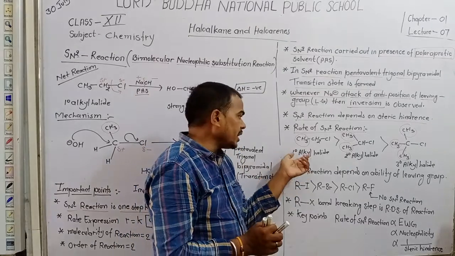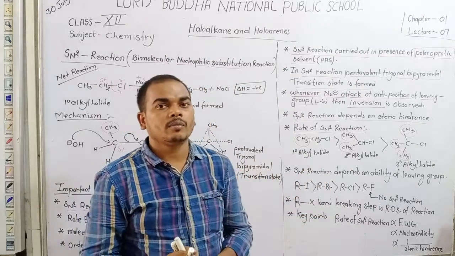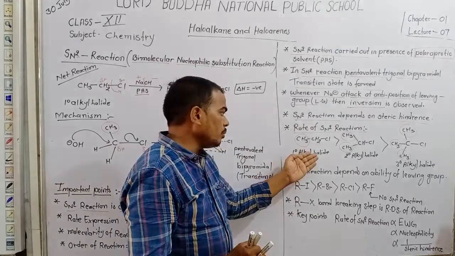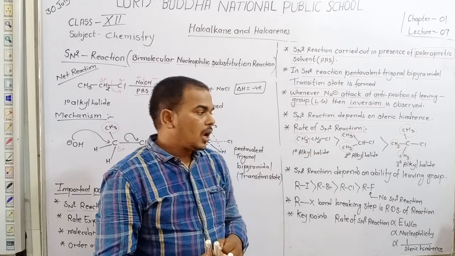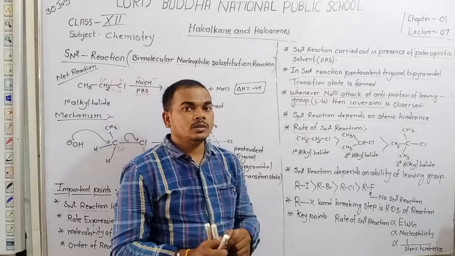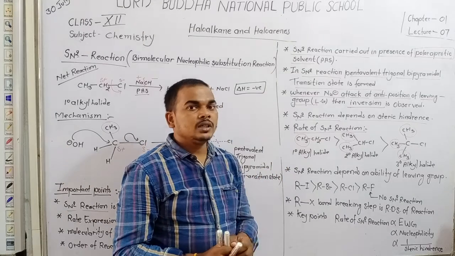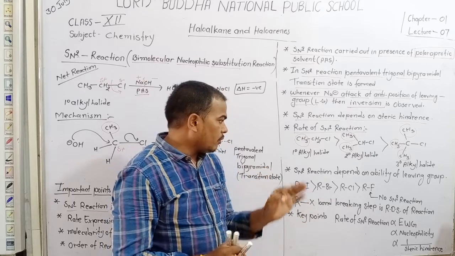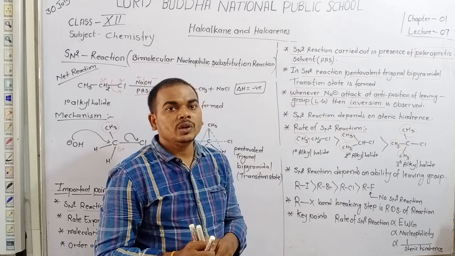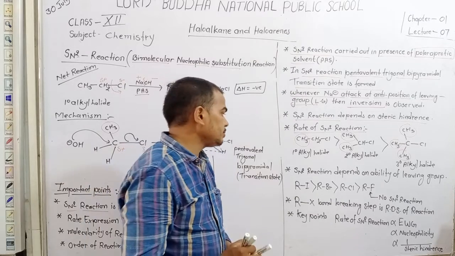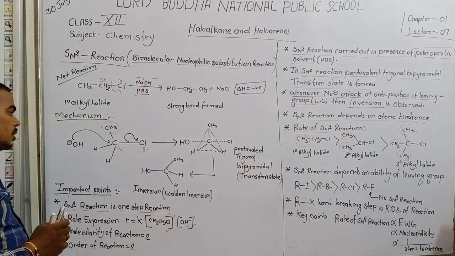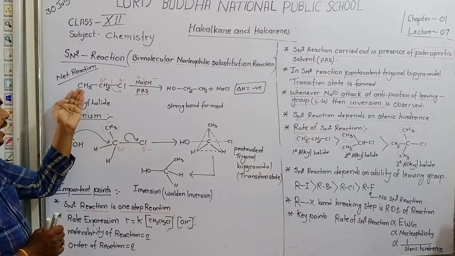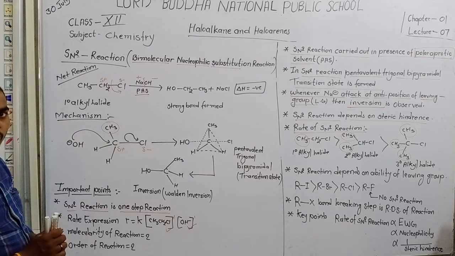So we say that the 1 degree alkyl halide is more favorable for the SN2 reaction. It gives SN2 very fast, and it is because of the presence of a single alkyl group on the 1 degree alkyl halide that it has less steric hindrance. Okay, student. So here we take the 1 degree alkyl halide because it has less steric hindrance, which is favorable for the SN2 reaction.